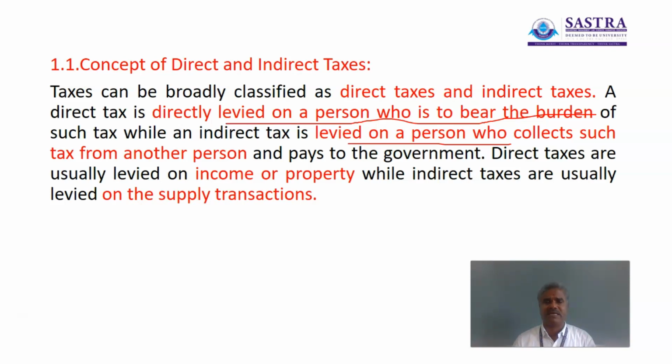We registered our business. Once we are registered, we can claim ITC, and we have the right to collect output tax from the customers. When we collect output tax, this is not our money, this is government money. We have to pay the government after adjusting our input tax, which we paid earlier at the time of buying goods. Direct taxes are usually levied on income or property, while indirect taxes are usually levied on the supply transaction. Supply transaction means consumption of goods, because it is a consumption based tax, my dear students.